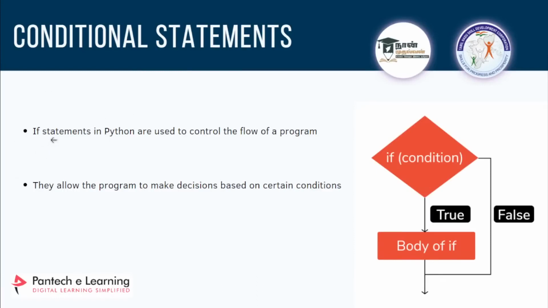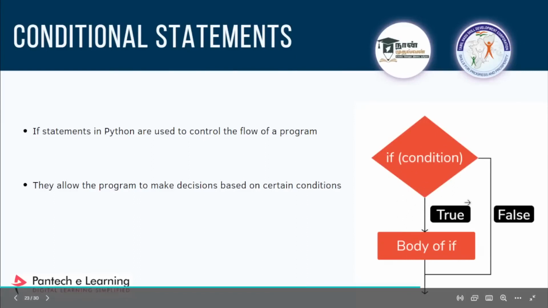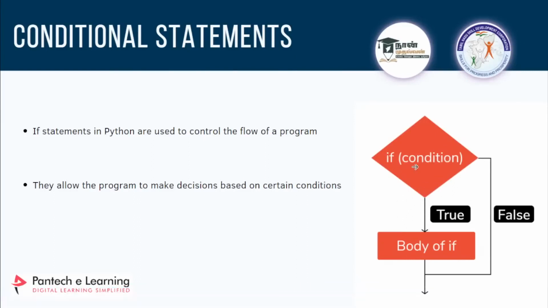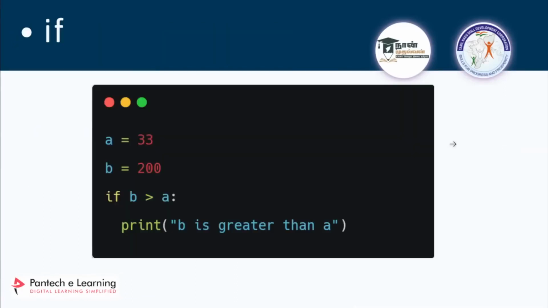If statements in Python are used to control the flow of a program, and they allow the program to make decisions based on certain conditions. So we will be mentioning if, and near to that we are going to mention some condition. If that condition is giving an output of true, it is going to enter into the body of if, where you are performing some operation. If the condition returns false, then it won't go into this true statement. It will directly go into the false statement.